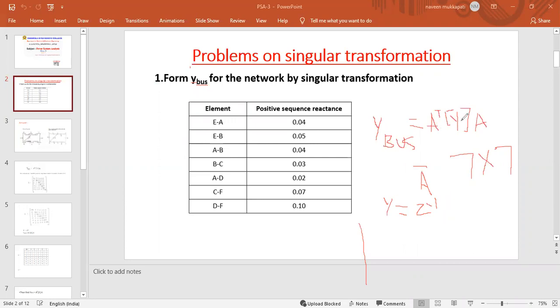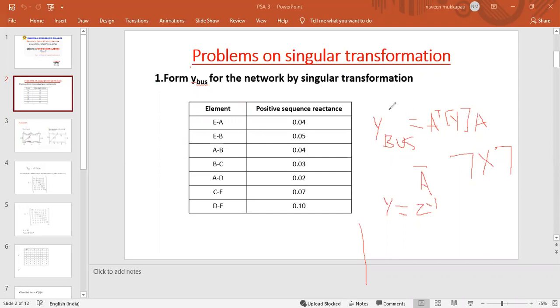After determining the Y matrix, we determine the A matrix. How do we determine the A matrix? That is the bus incidence matrix. First we determine the A bar, and after that the A matrix. A bar means the element node incidence matrix. In that matrix, we remove the reference elements, then we obtain the A matrix. After that, we obtain the A transpose for this A matrix and multiply A transpose into Y into A.